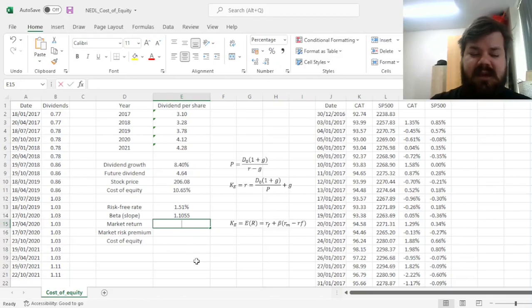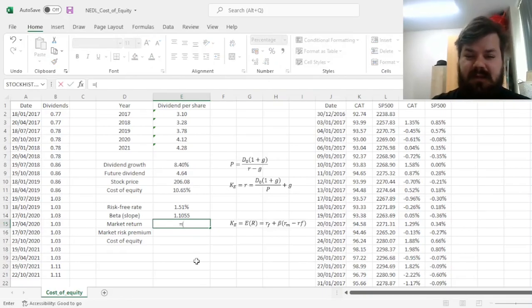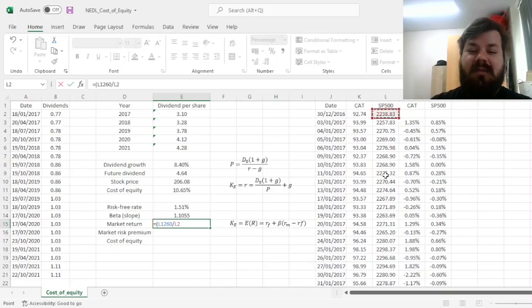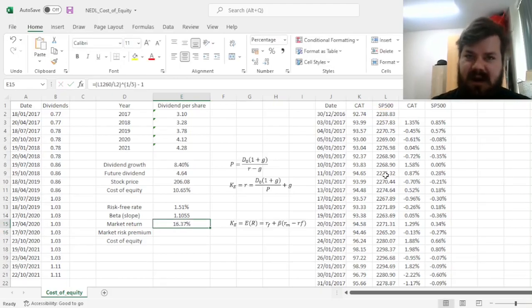So here, the final step that we need to take before we can estimate the cost of equity according to CAPM is to figure out what the market return has been over the past 5 years. To do that, we need to divide the last value of the S&P 500 index in 2021 by the last value of it in 2016. Here, as 5 years have passed since year-end 2016 until year-end 2021, we need to raise it to the power of 1 over 5 and subtract 1, giving us the market return of 16.37%.